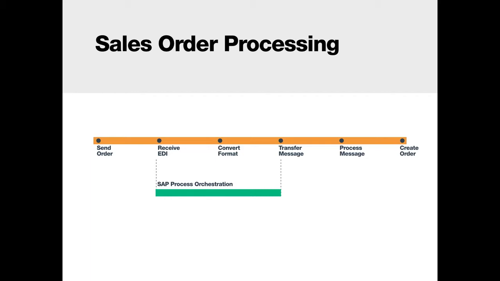Receiving, converting, and transferring the message is the task of the middleware, in this case, the process orchestration instance. Receiving and processing the message and creating the sales order is the task of the business system. The typical user of the process orchestration environment is a technical user, while the typical user of the business environment is a functional user.